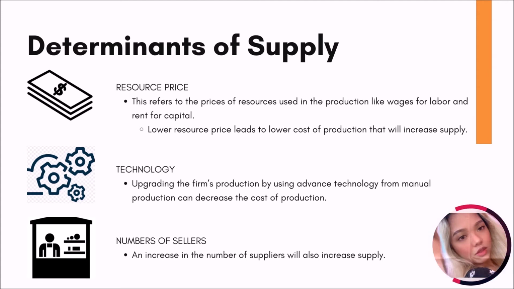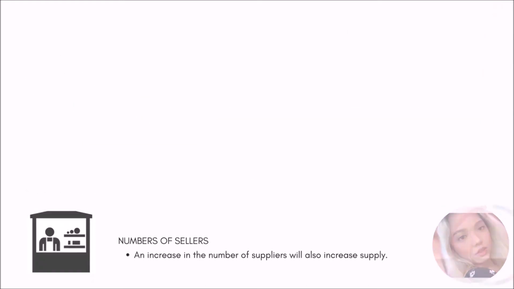An increase in the number of suppliers will also increase the supply. The number of sellers willing and able to sell a good affects the overall supply, and the relation is relatively straightforward. With more sellers, there is more supply, and with fewer sellers, there is less supply.